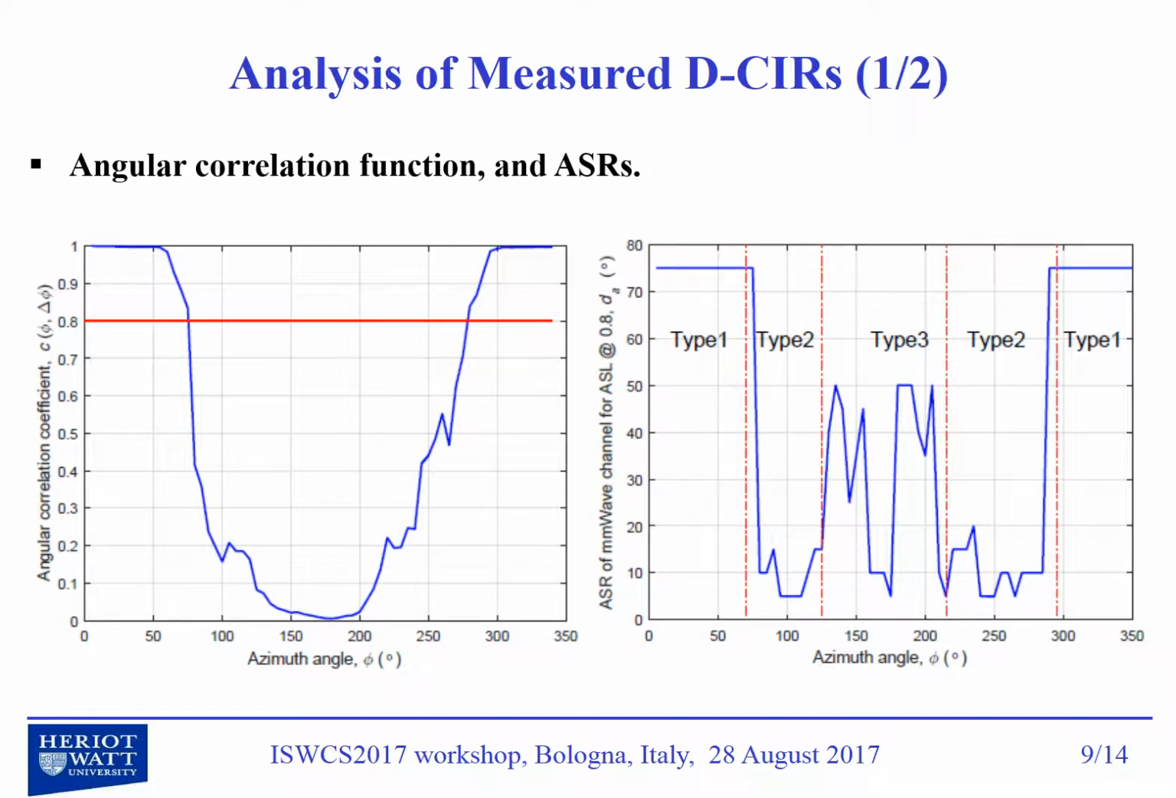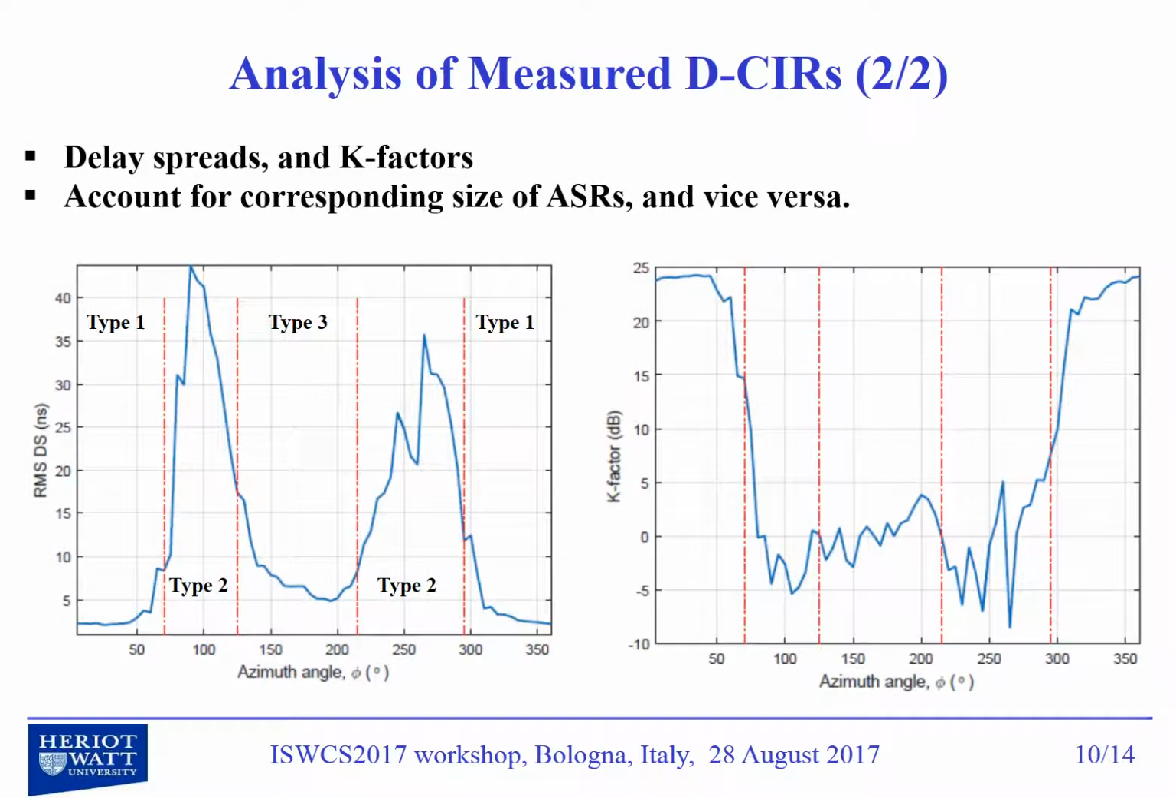We can see that there could be three types of angular stationary regions. Type 1 is very large, Type 2 is very small, and Type 3 is in the middle. We also estimated the root mean square delay spread and the K factor based on those directional PDPs in azimuth angles. We found a pattern that for the directional PDPs in the azimuth angles of Type 1, the root mean square delay spread is very small and the K factors are very large. While for the directional PDPs in the azimuth angles of Type 2, the root mean square delay spread is very large and the K factors are very small. For the directional PDPs in the azimuth angles of Type 3, those statistical properties are in the middle.